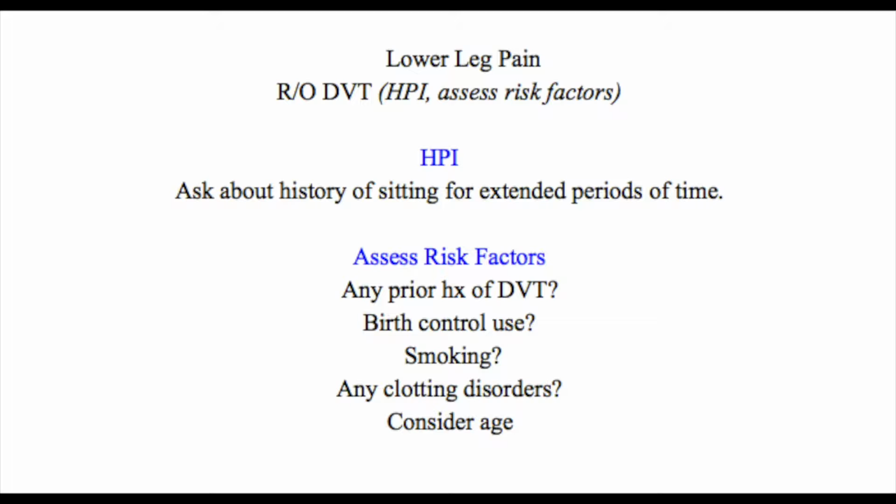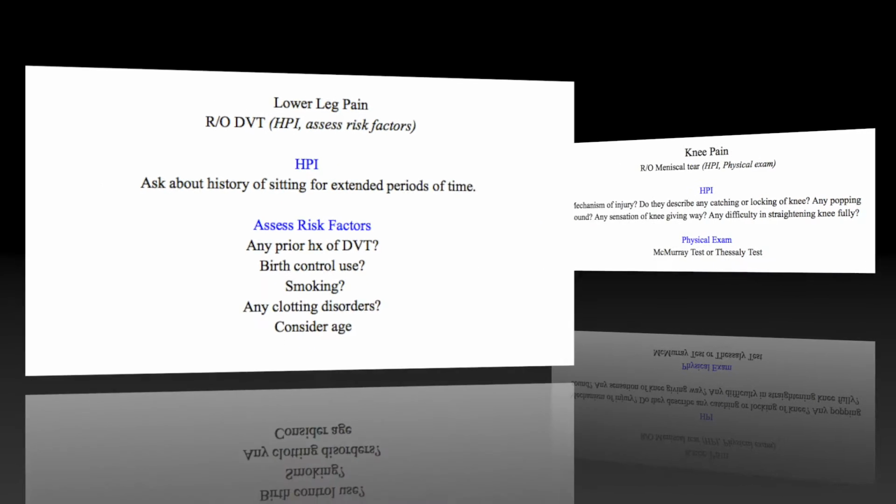During the history of present illness, ask about the history of any sitting for long periods of time, any long plane rides. Assess any risk factors, any prior history of DVTs, any birth control use, any smoking, any clotting disorders. Consider their age as a possible risk factor.